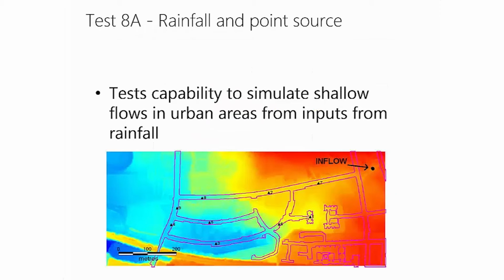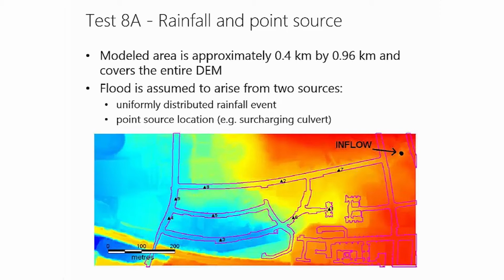So the last test I'll be going over is test 8A, which tests the capability to simulate shallow flows in urban areas from inputs from rainfall. The modeled area was approximately 0.4 kilometers by 0.96 kilometers, and the project covered the entire DEM. In this particular case, the flood was assumed to arise from two sources. The first one was a uniformly distributed rainfall event, and the second one was from a point source location representing a surcharging culvert. So you can see where that inflow arrow is pointing to that dot there.